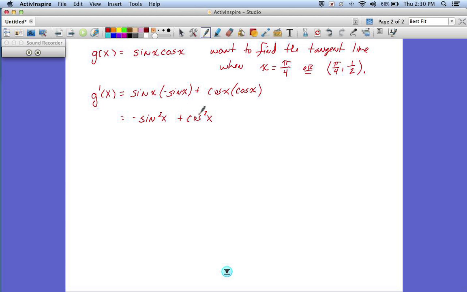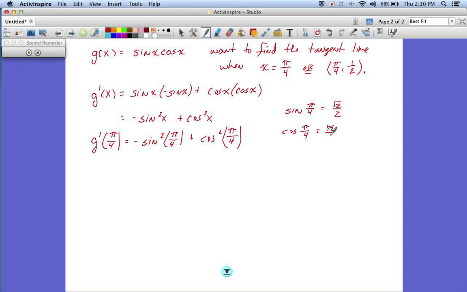Well, normally we might simplify this and replace cosine squared with 1 minus sine squared, or maybe we'll replace sine squared with 1 minus cosine squared, but I'm not actually taking the derivative and simplifying the derivative. I now want to take this a step further and find g prime of pi over 4. So I need to plug in pi over 4 for each of these. So recall that the cosine and the sine of pi over 4 is root 2 over 2. Okay, and that's from our unit circle.